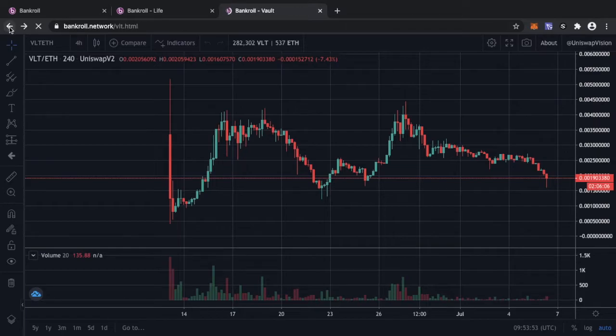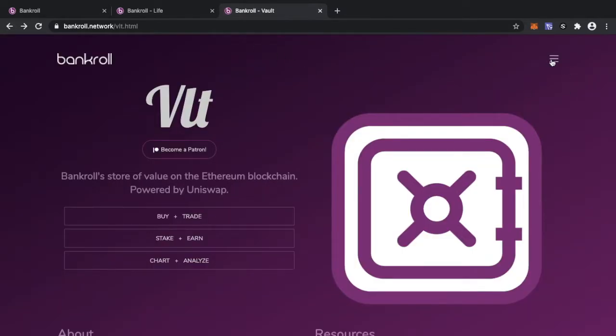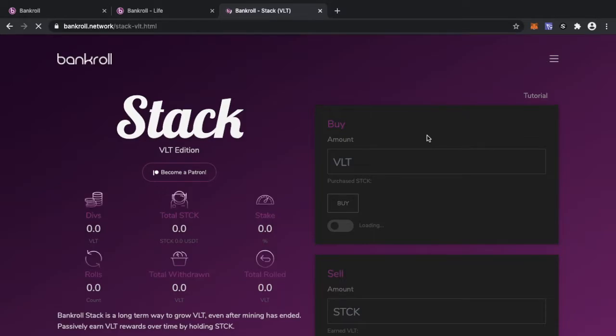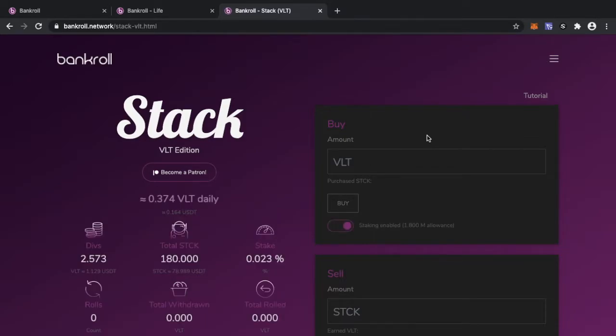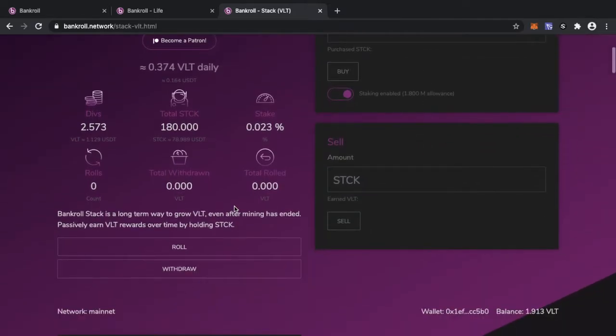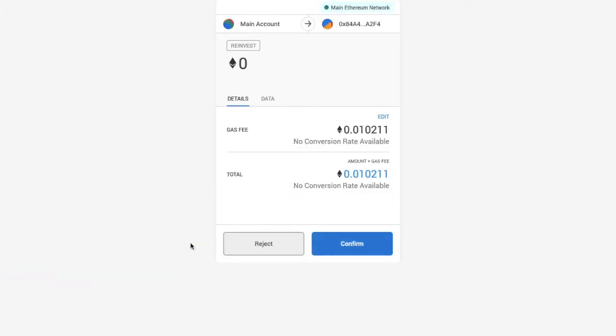So me personally, I like playing it nice and safe. I will just head on over to Stack, and I will go ahead and just keep rolling my dividends. At the moment, my strategy is rolling once a week. That is purely down to the fact that rolling or transacting with the Ethereum blockchain isn't as cheap as Tron. For example, if I was to press roll right now, MetaMask will come up and it will tell you that at the moment I need 0.01 Ethereum to roll.